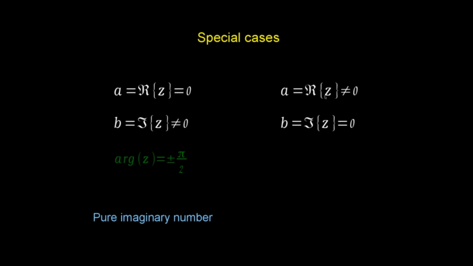Now if we have a complex number where the real part is different from 0 and the imaginary part is 0, we can say that the argument of our complex is 0 or more or less π, which means it is over the real axis, and in this case we have just a real number. It has no imaginary part, and so it is called a real number.